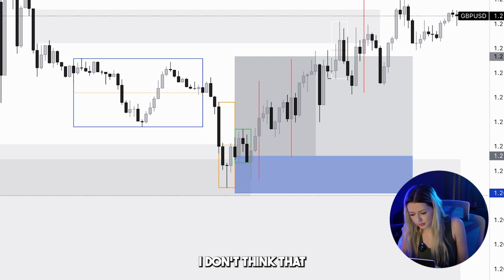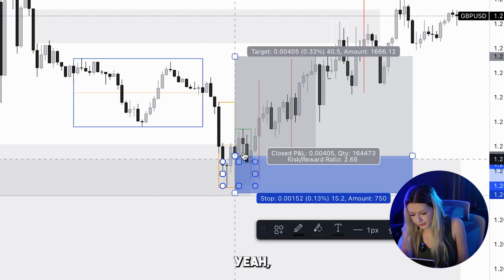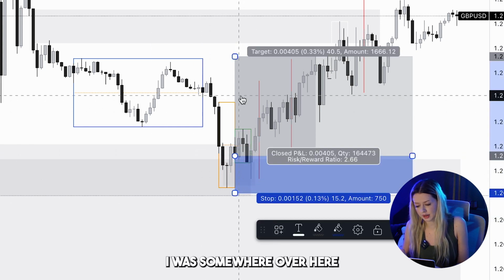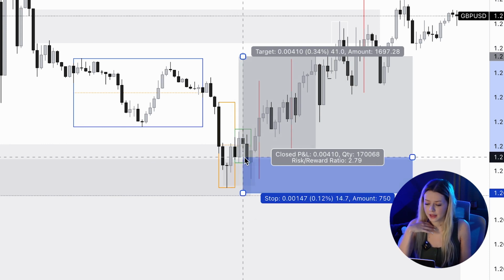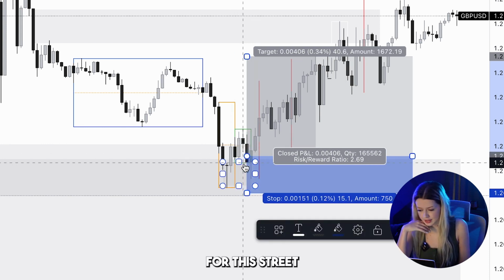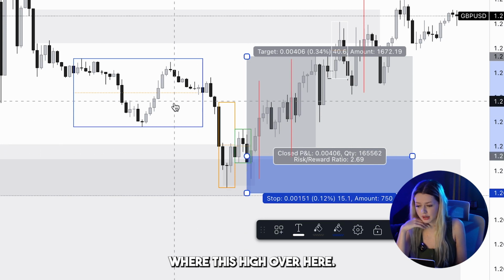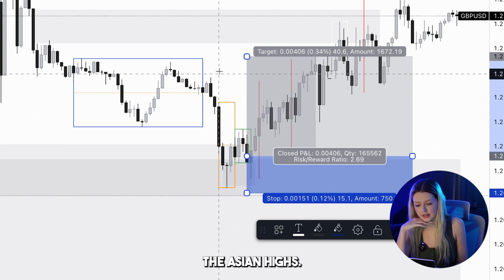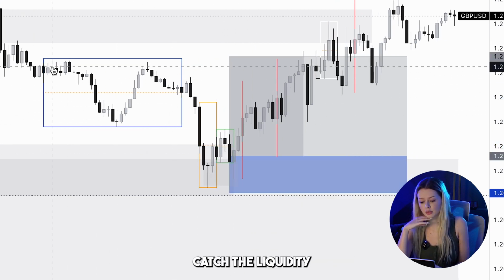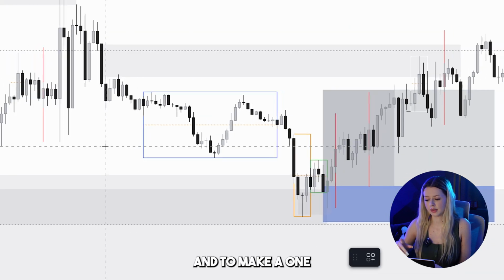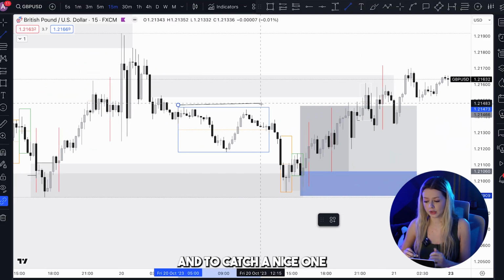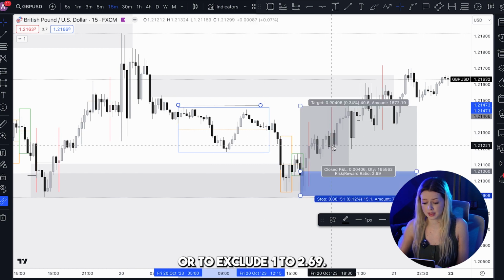However, no, I don't think that I started the trade over here. Yeah, I was somewhere over here with the entry. Okay, my targets for this trade were these highs over here. I didn't want more than the Asian highs. I just wanted to catch the liquidity and to catch a nice 1 to 2 risk reward, 1 to 2.69.